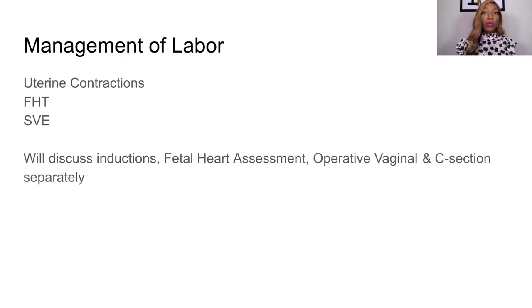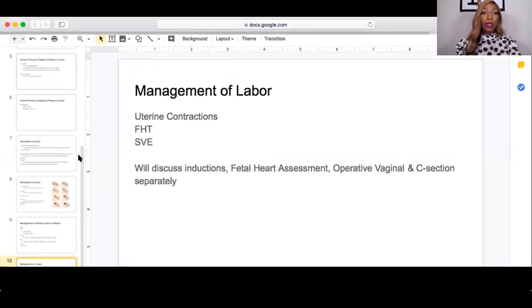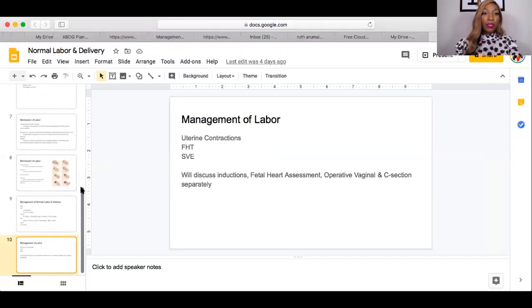So there are many things we're going to discuss separately. We're going to discuss how to read a fetal heart assessment, a TOCO or tachometer, the operative vaginal delivery and C-section. We're going to do all that and inductions separately. So that's it. I think that's it. So let's summarize.